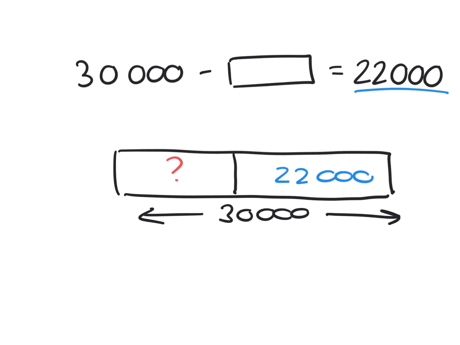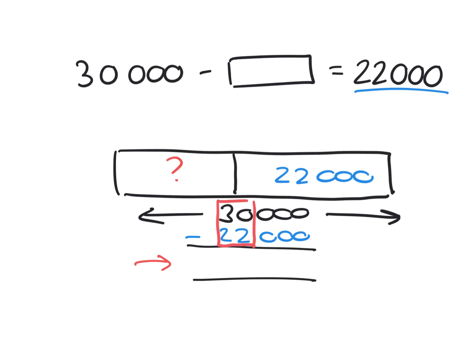Now, as we can see from the bar, if we piece the jigsaw together, if I subtract the 22,000 away from the 30,000, it will leave us with our missing value here. Again, probably most people will be very comfortable to do this in their heads. 30 take away 22 leaves us with 8. And don't forget the zeros to give it its proper value of 8,000. So our missing value in here is 8,000.